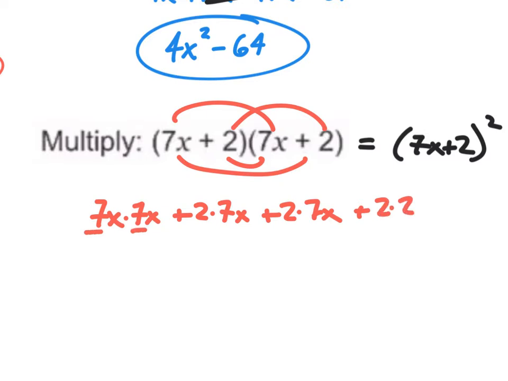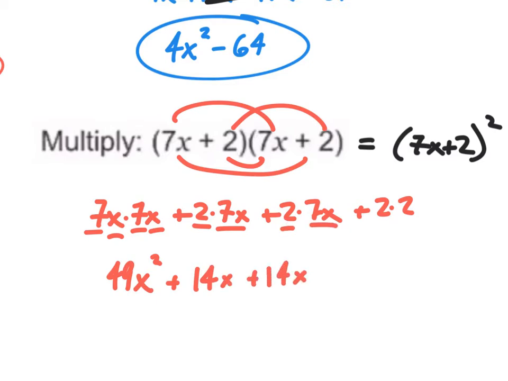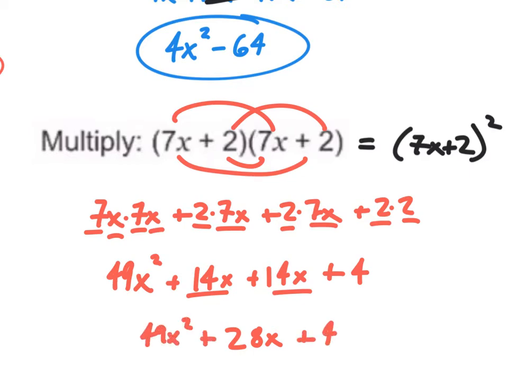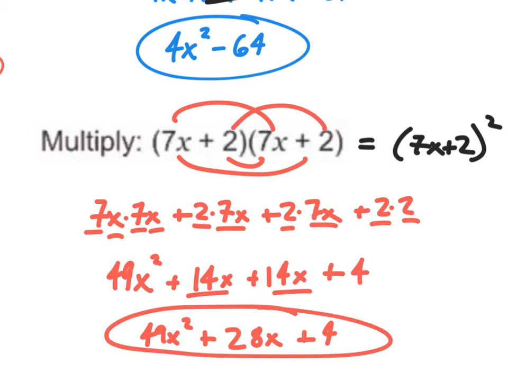Okay, so 7 times 7 is 49. x times x is x squared, okay? 2 times 7x is going to give me plus 14x. 2 times 7x is going to give me plus 14x. And then 2 times 2 is plus 4. So 14 plus 14 is going to give me 28x plus 4 and then plus 49x squared. And that's my answer, okay?